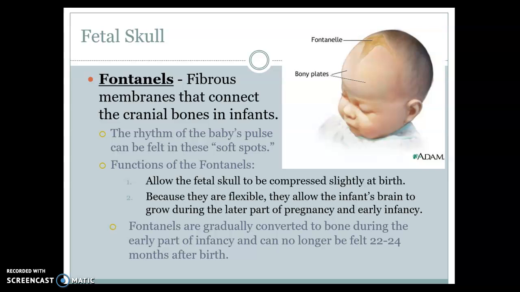So that is the fourth part of the skeleton, and we're going to finish up with part 5 of section 1 coming up at the beginning of next week.